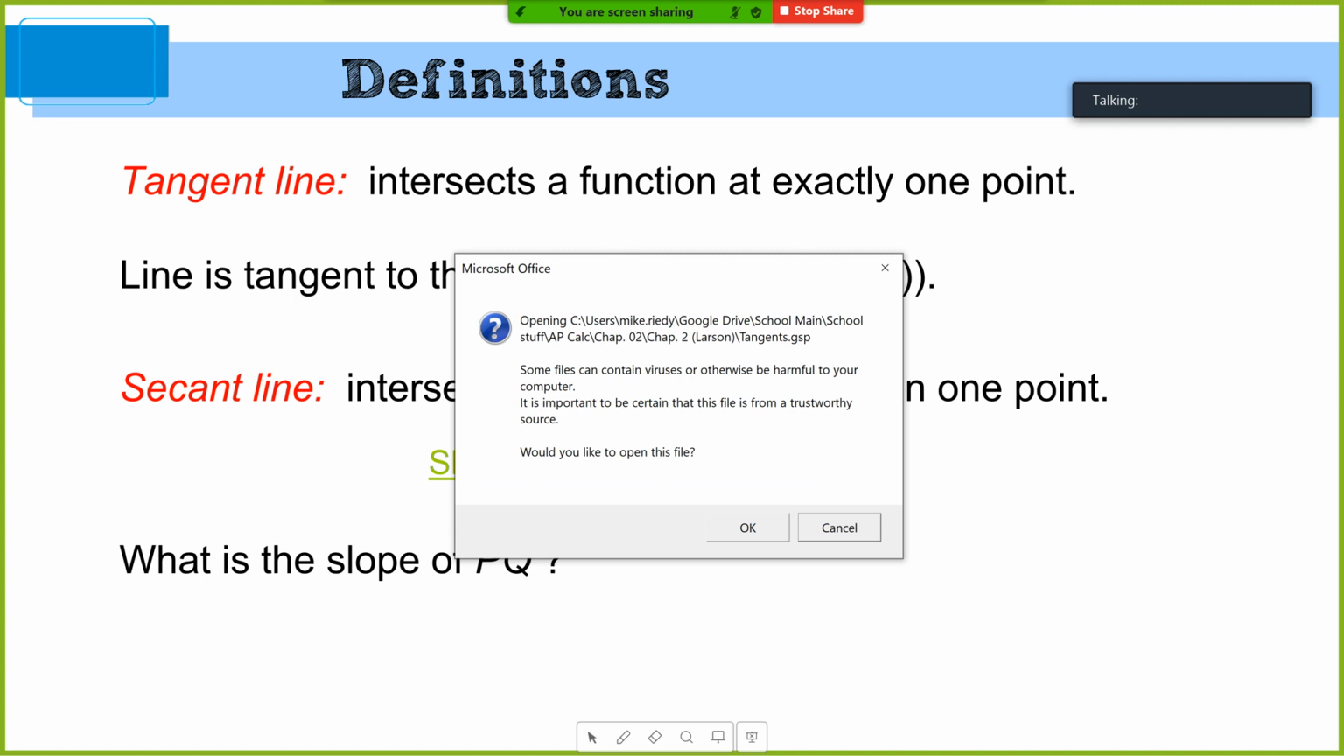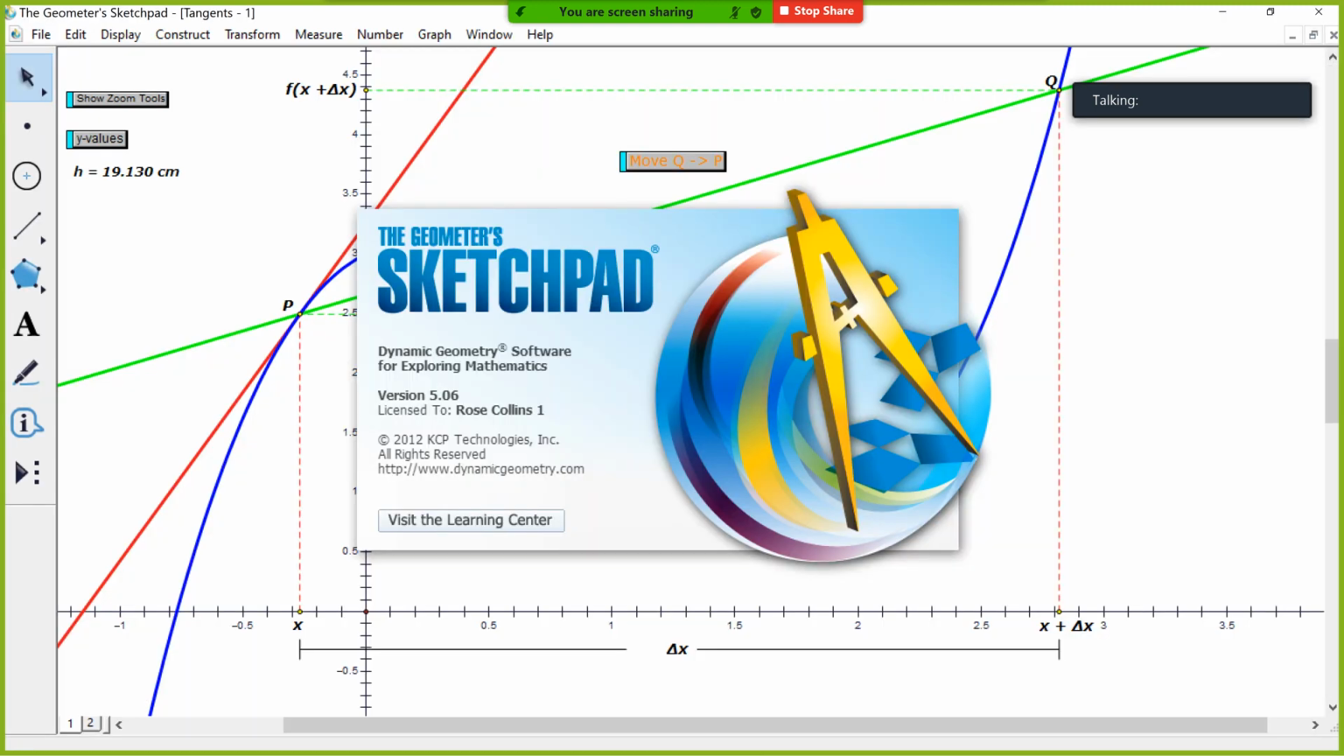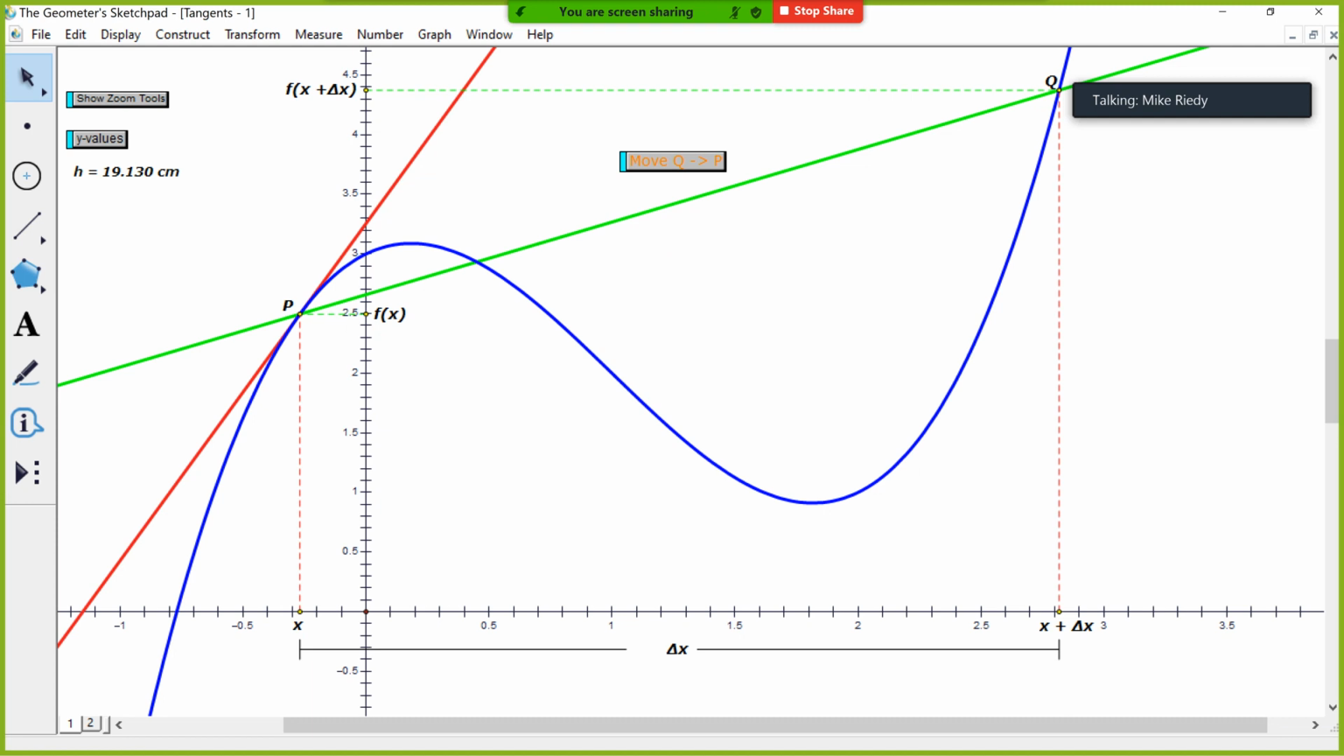If I can get this to work. Okay, there we go. Okay, here we go. So let me outline what's going on here so that you understand the problem. I've got this blue function. I'm pretty sure it's a cubic. What it is is irrelevant. So I picked a point P over here on the left-hand side, and that point is at some random location, which we'll call x. And then I moved over to the right, and that got me the point Q. Q is a certain distance to the right from P, and we call that distance delta x.